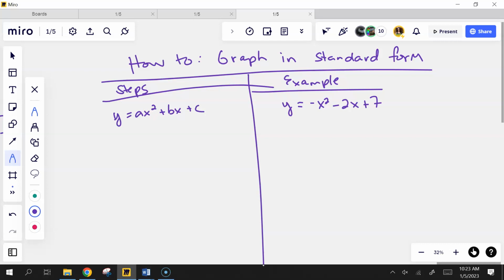When you're plugging in, you'd plug in the same value for both x's. You're just going to square one of them and not the other. Any other questions before we jump in?